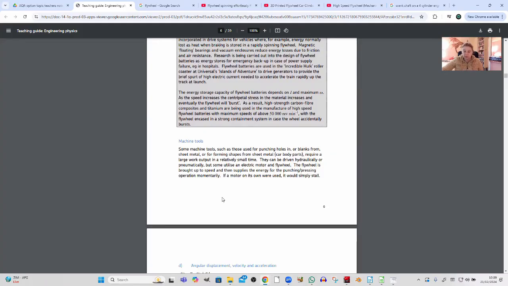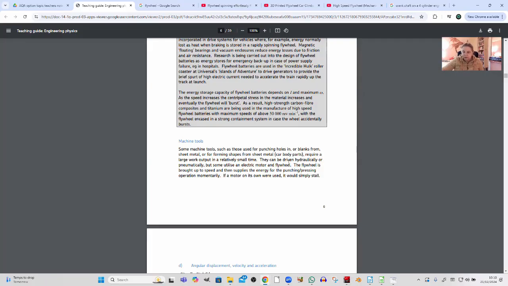And then we've got machine tools. Machine tools are things for punching holes in or punching shapes out of bits of metal. Quite often you need a big force for a short time, and a flywheel is a way of doing that. So you can spin up a flywheel and then use that energy to go kerthunk, and you've punched out another load of holes in this metal plate, for example.